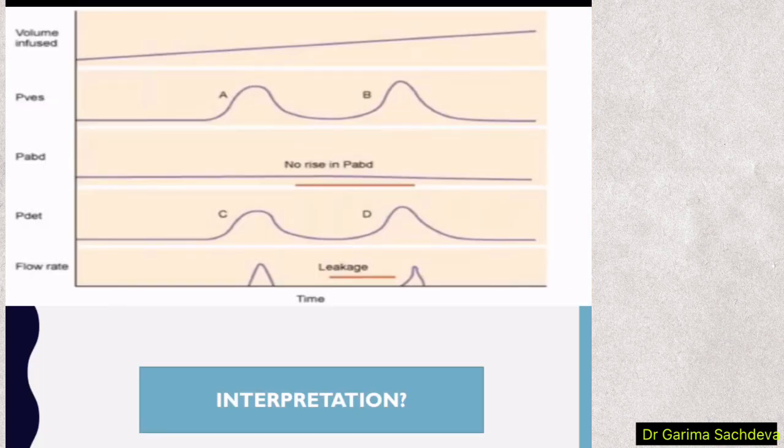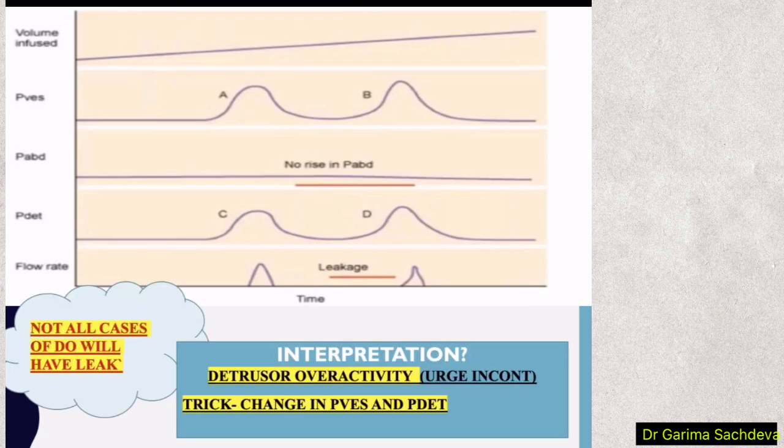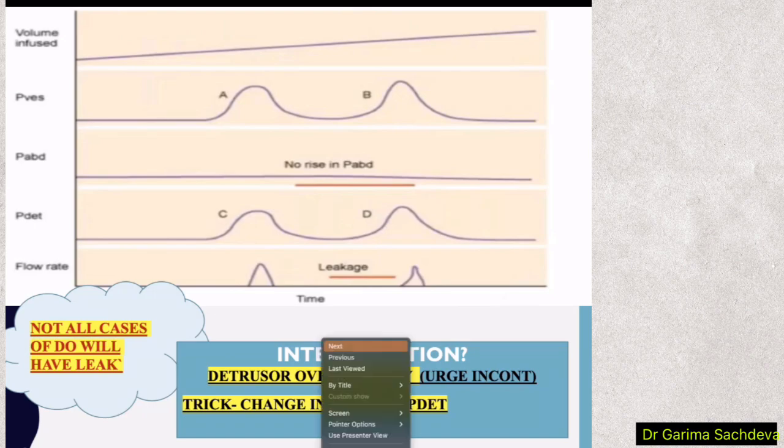Now, what is this? Here there is overactivity of the bladder with leakage. So this is detrusor overactivity with urge incontinence, because there is a change in P vesicle and P detrusor. Not all cases of detrusor overactivity will have a leak. Even if there was no leak, it will be detrusor overactivity only.